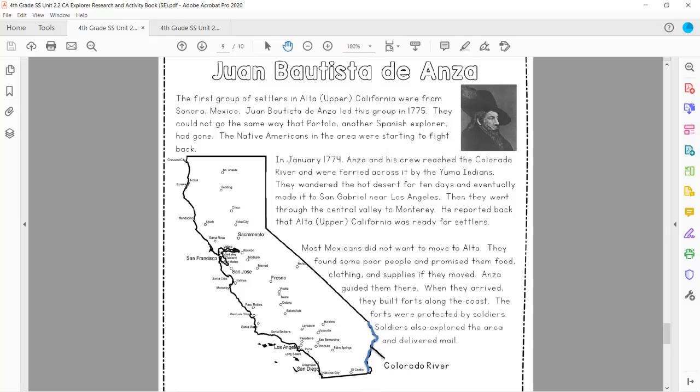Most Mexicans did not want to move to Alta. They found some poor people and promised them food, clothing, and supplies if they moved. Anza guided them there. When they arrived, they built forts along the coast. The forts were protected by the soldiers. Soldiers also explored the area and delivered mail.